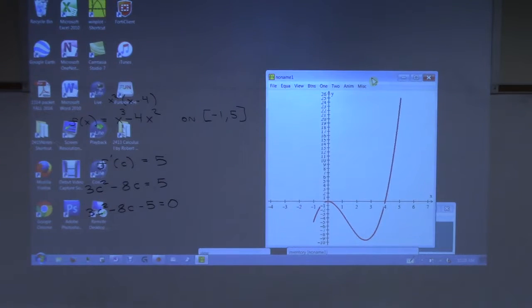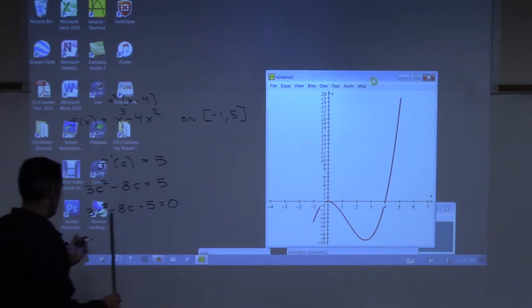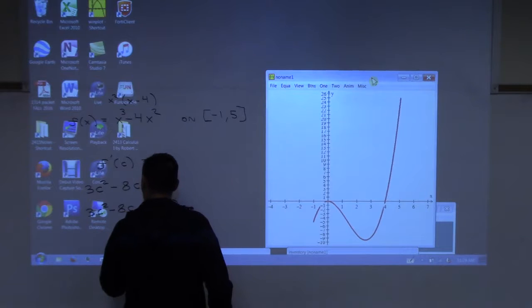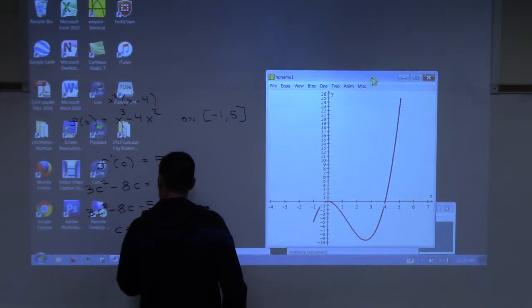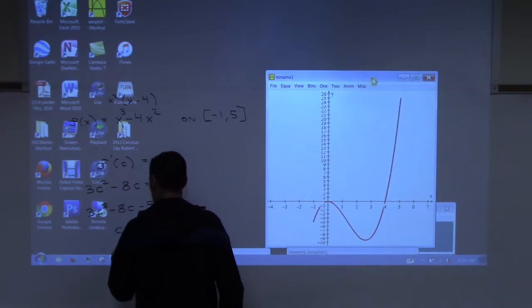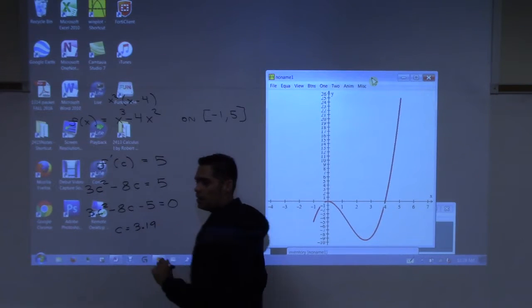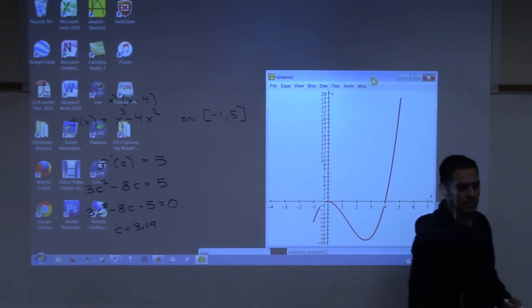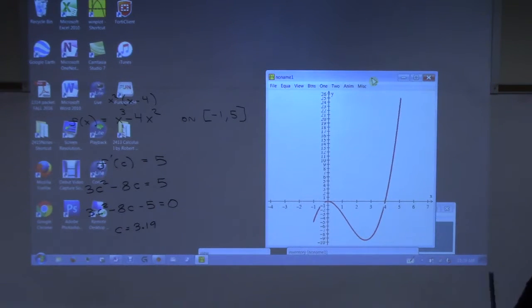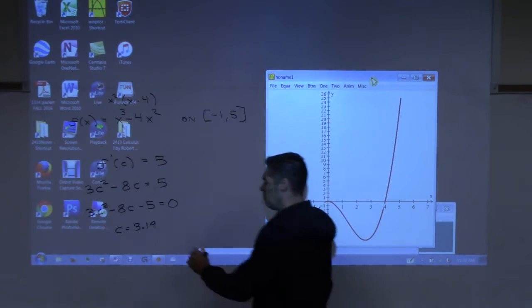Anyone? It would have been super clean, but first off, c is 3.19 approximately. Okay. Anyone else get that? Anyone else trying? Did you get it? Yes? Okay. Negative 0.52.